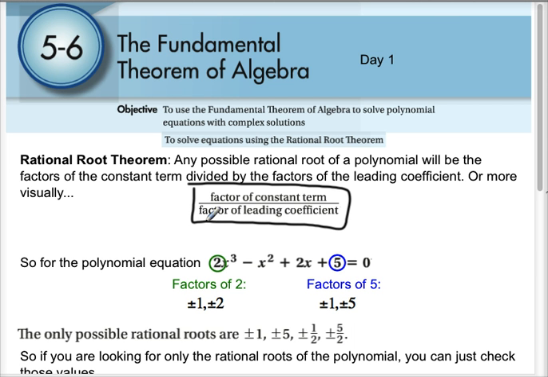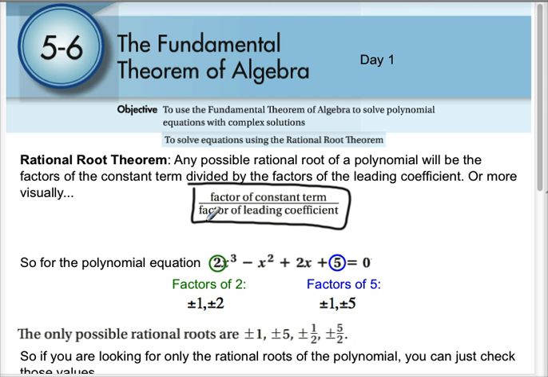So, in that first example, 2x cubed minus x squared plus 2x plus 5. The factors of the constant term, the factors of 5, are plus or minus 1, plus or minus 5. The factors of the leading coefficient. Now, what the leading coefficient is, is the coefficient of the term of the highest degree. So in all these polynomials we're talking about, when we write them in standard form, the leading coefficient is that first coefficient. So in this case, 2. The factors of 2 are 1 and 2.